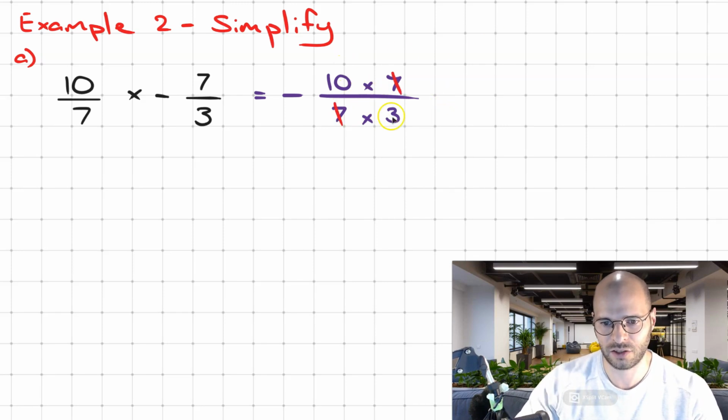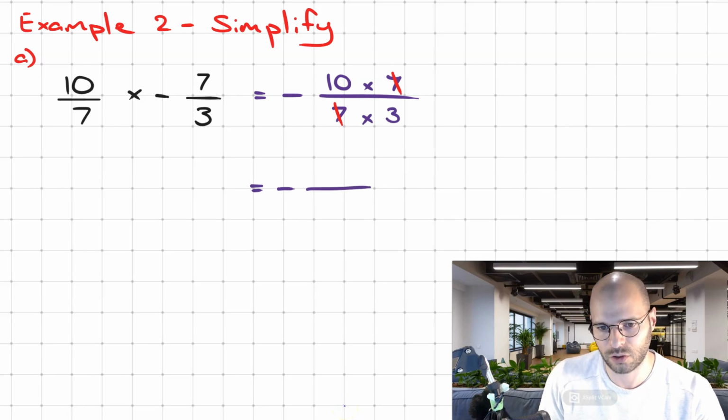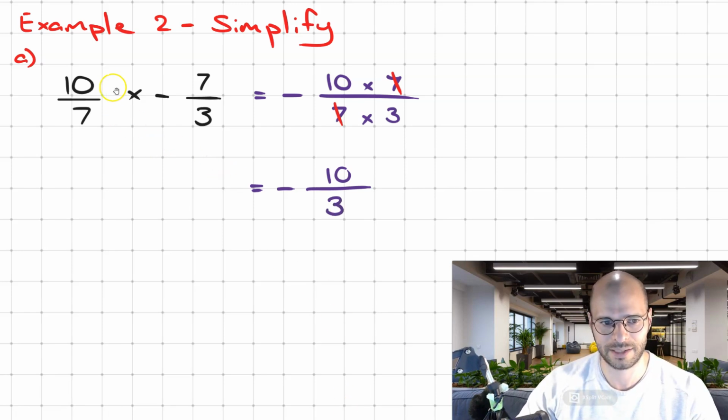The 10 and the 3 do not match, so I will keep. Moving to my next line, my negative is unchanged. I draw a vinculum. I have left over a 10 and a 3. So I was able to multiply these two numbers over here without actually having to do any multiplication because the 7's cancel. So 10 over 7 times negative 7 over 3 is the same as saying negative 10 over 3.